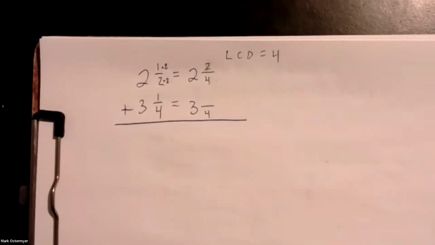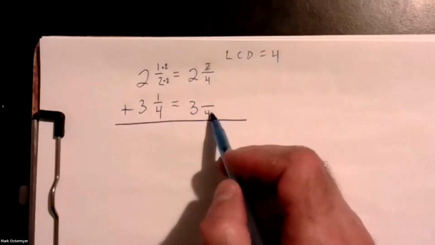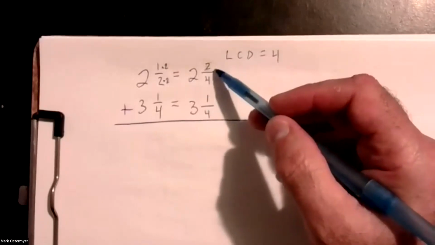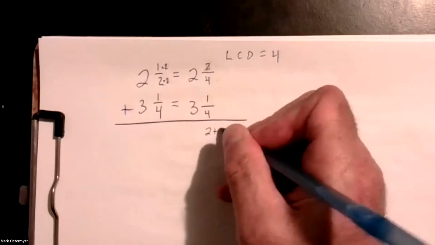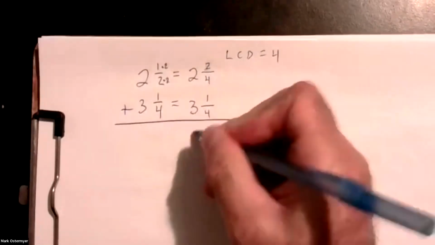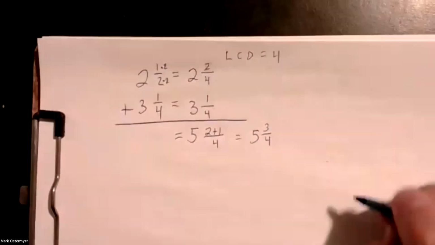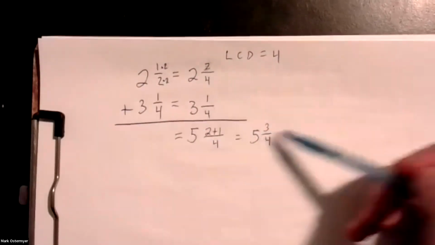Let me make sure I'm doing the right problem here. 2 and 1/2 plus 3 and 1/4. Yes, I am. Okay. All right. Now, what do I multiply 4 by to build it up to 4? Well, 4 is already the common denominator. We don't have to do anything to this fraction. Now, what's 2/4 plus 1/4? And 2 plus 3 is what? 5. So we get 5 and what? 3/4.